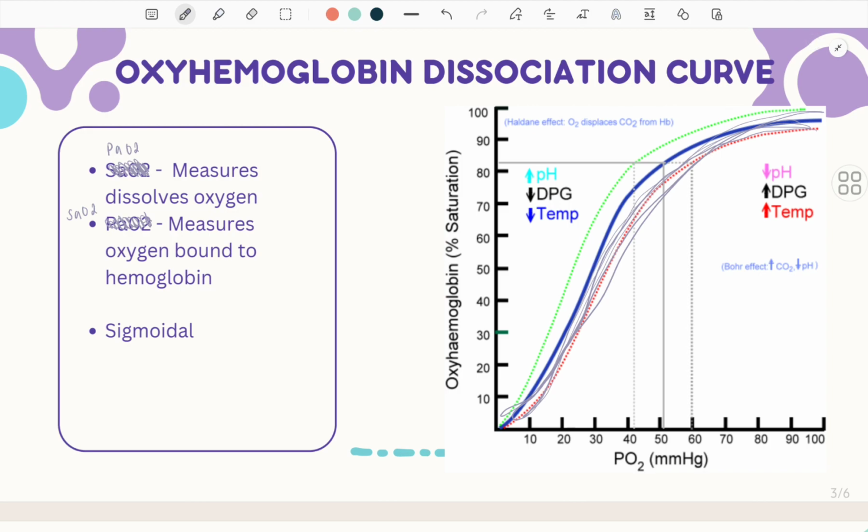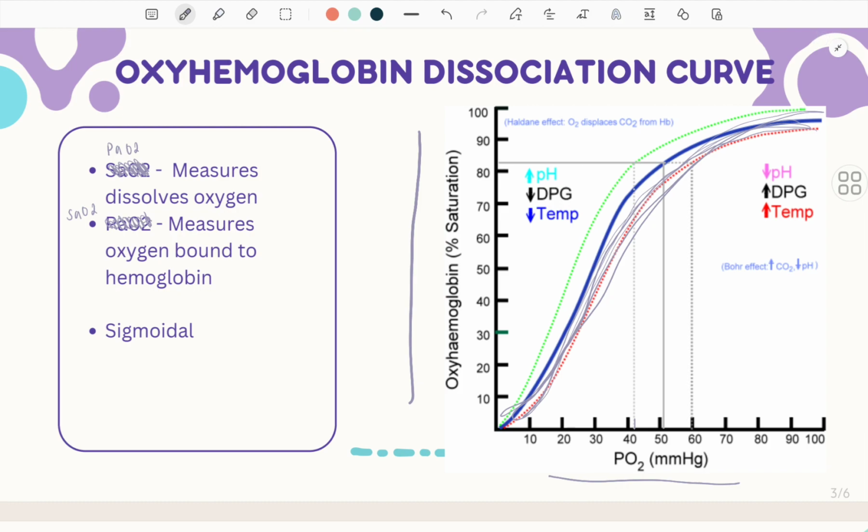So, in this curve, we see this is the PaO2 and this is the SaO2. A PaO2 of 60 millimeters of mercury is equal to an SaO2 of 90%. It's also the same with a PaO2 of 40 millimeters of mercury, which is equal to 75% saturation. So they are not linear. They're always not linear because the curve might shift under different conditions.